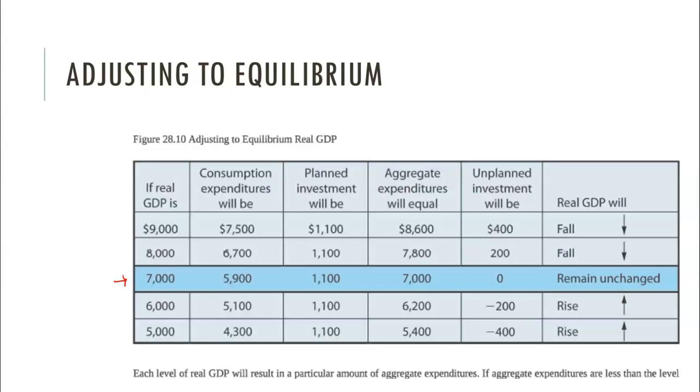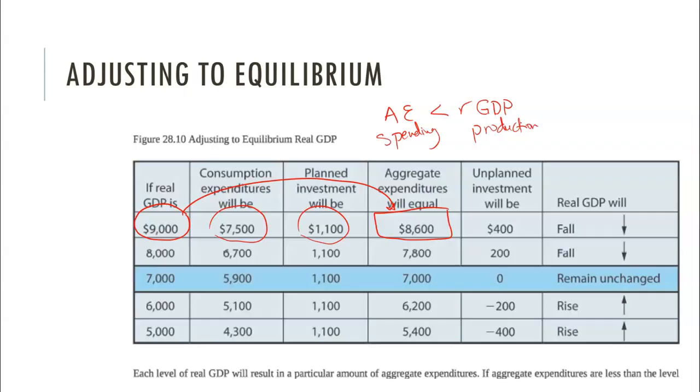Okay, so adjusting to equilibrium. So we have 9,000 in real GDP. At that level, our consumption is 7,500 and our planned investment is 1,100. So spending in our economy is equal to 8,600. Okay, so these are not equal. Aggregate expenditures is less than real GDP. Okay, so our spending is less than our overall production.